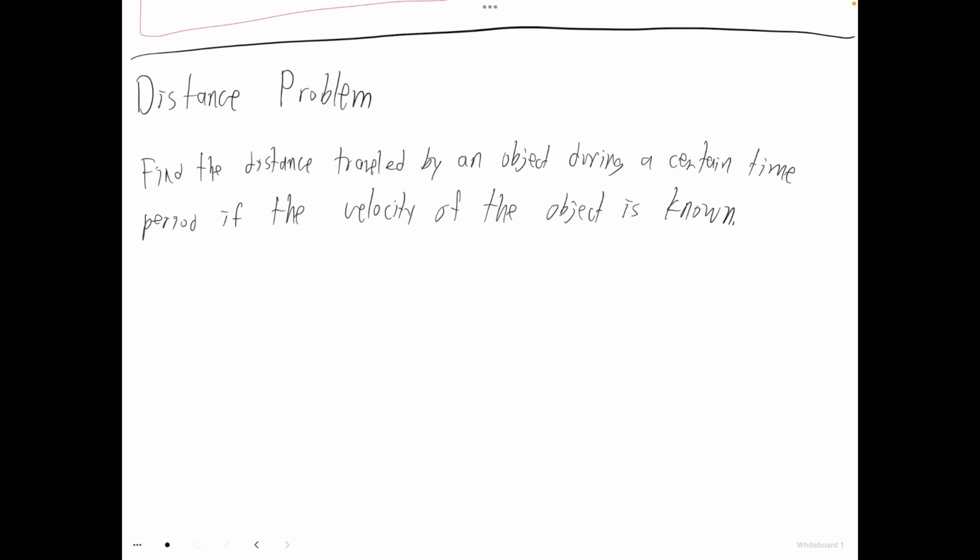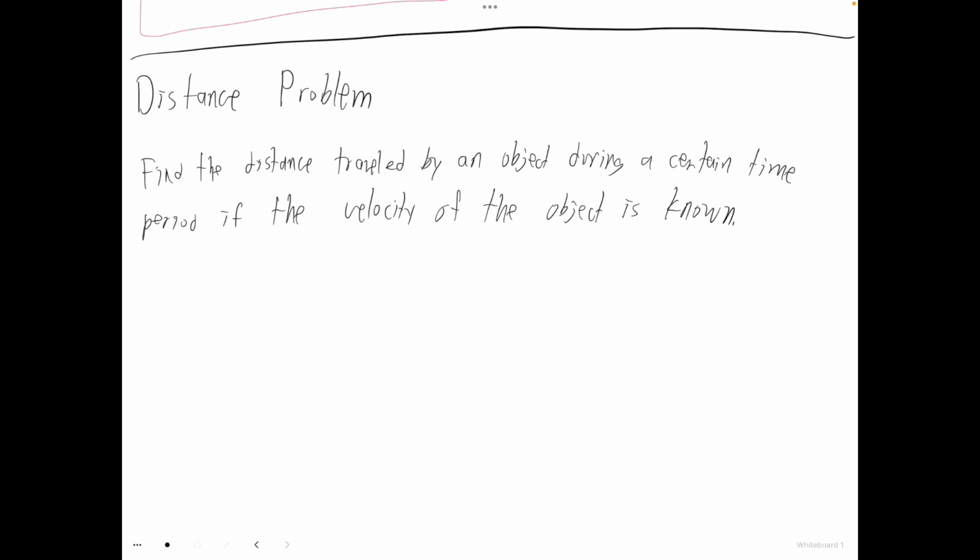Okay, so we know how fast the object is traveling. We want to figure out how far it traveled. And so this is a reasonable thing, as you might know how fast a car is driving, and you might want to know how far it actually went.